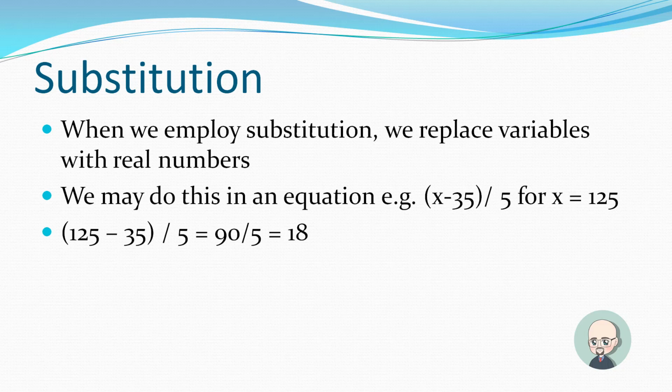Substitution. When we employ substitution, we replace a variable with a real number. So this is plug and play. We're taking a variable, and they're giving us a real number, so we put that real number in the equation. So if the equation was x minus 35 over 5, and it says for x equals 125, we plug that in. For x, we take out the x, and we put in the x value that's being suggested. We have 125 minus 35 over 5.